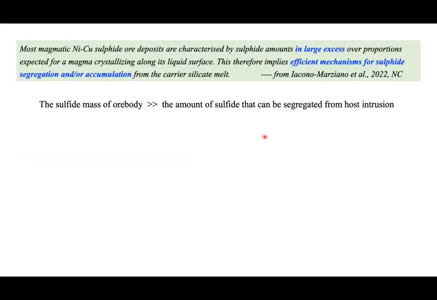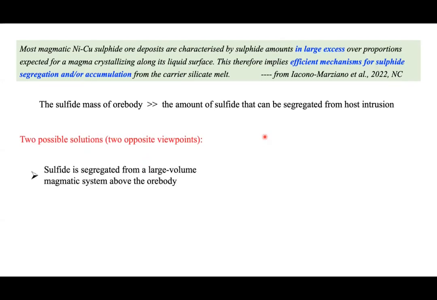One of the most important problems is that the sulfide mass of the ore base is usually far larger than the amount of sulfide that can be segregated from the host intrusions. And people proposed two possible solutions to this problem. One, they think the sulfide is segregated from a large-volume magmatic system above the ore base. And some people think it's from deep-seated magma chambers.